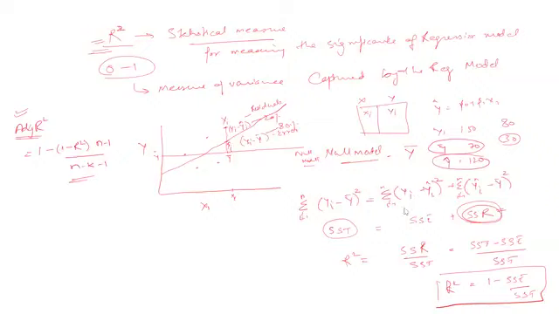Now this is your sum of squares of residuals. Residuals we discussed, right? Residuals is nothing but the difference between your actual and the predicted value coming out from your regression model. So now that is defined as SSE.